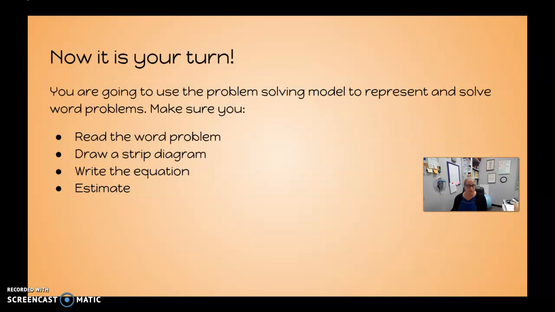Now it's going to be your turn. You are going to have a paper. There are two problems, one's on the front and one's on the back. You are going to use the problem-solving model to represent and solve word problems. Make sure that you read the problem, that you draw a strip diagram, you write the equation, and that you estimate. I'm going to be looking at all of your amazing work. I know you're going to do an amazing job.